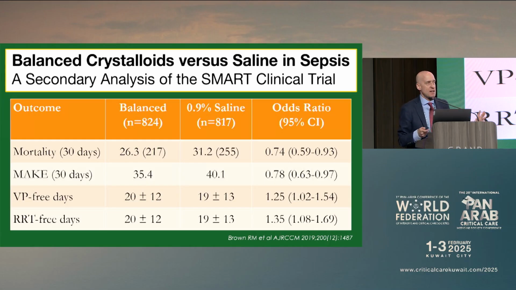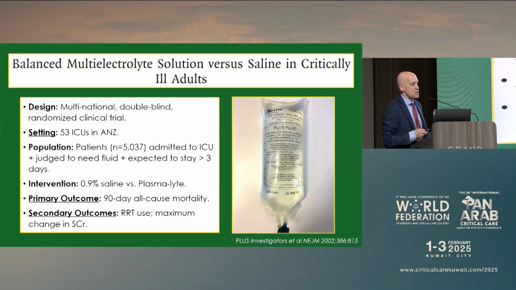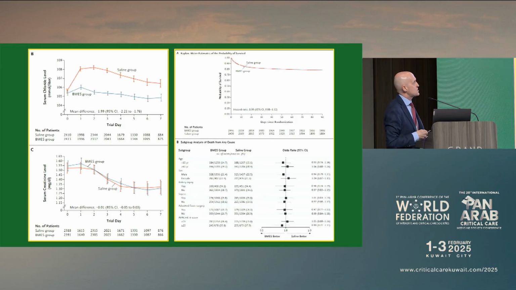So we come on to the PLUS trial, which was an Australia New Zealand Intensive Care Society, huge trial that was actually terminated prematurely because the BASICS trial from Brazil had been published in the meantime. But really, again, looking at saline versus Plasma-Lyte, 90-day all-cause mortality, also looking for signals of harm related to saline in terms of AKI and renal replacement therapy use.